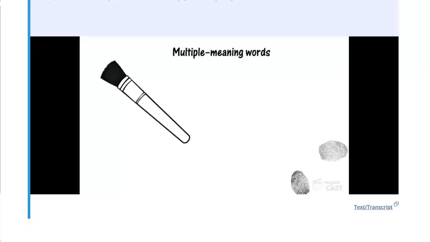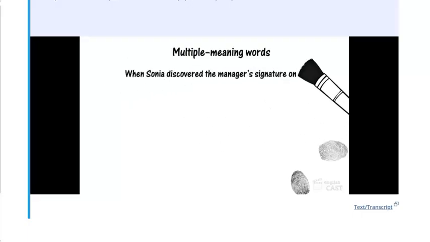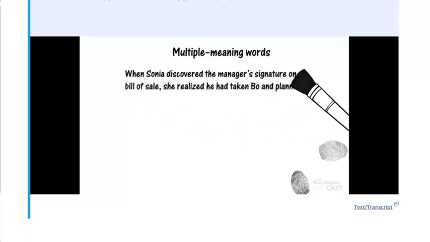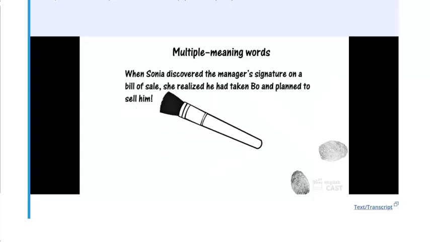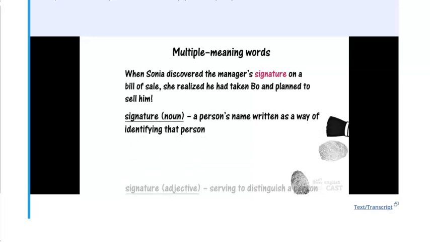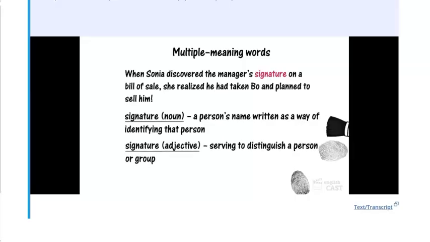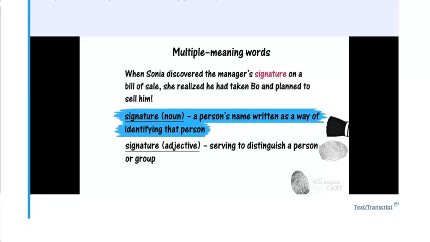The function of a word is the role it plays in a sentence. Knowing a word's function can be a valuable context clue for understanding its meaning. The word signature acts as a direct object in this sentence. Signature can be both a thing and a description of a thing. Direct objects can be things, so the first definition works best here.